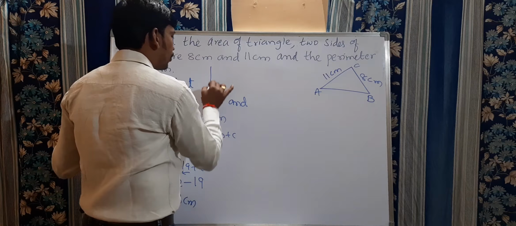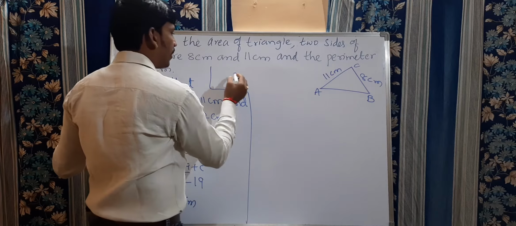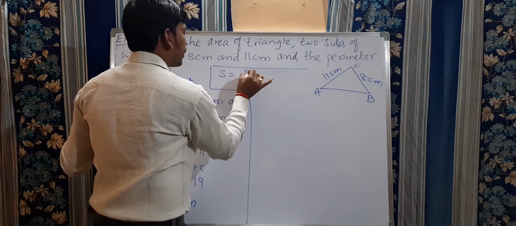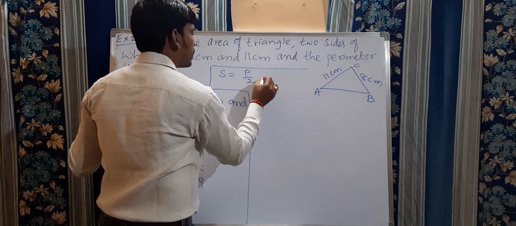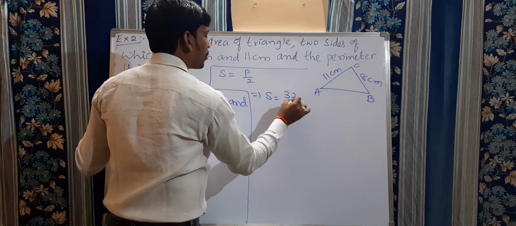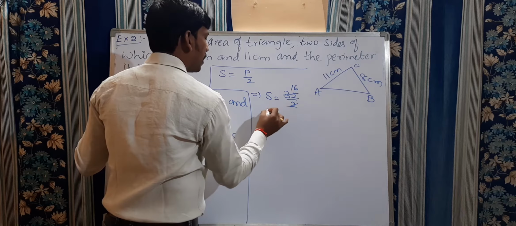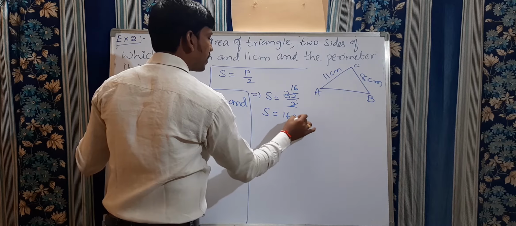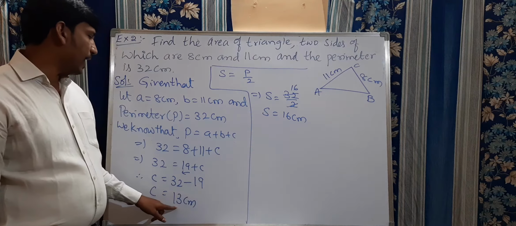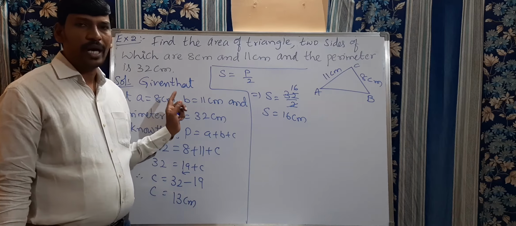What is S here? How to find the S value? So therefore S is equal to P by 2. Okay. Now this implies S is equal to 32 by 2. 2 1s are 2, 2 6s are 12, so S is equal to 16 centimeters. Clear? We got the S value, we got the C value, and they already gave the A value and B value.